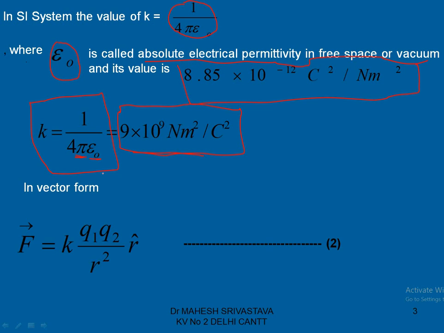Now this force can be written in the vector form, that is F equal to k Q1 Q2 upon r square, then r cap. r cap is the unit vector which we generally use for defining the direction. So here r cap gives the direction of the force F vector.